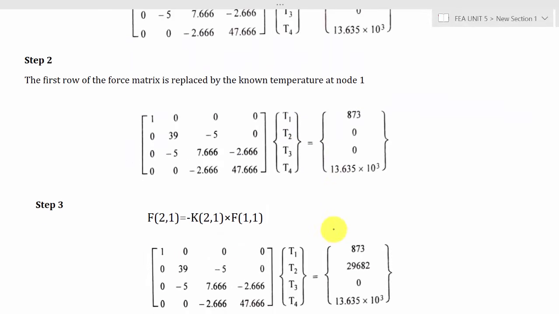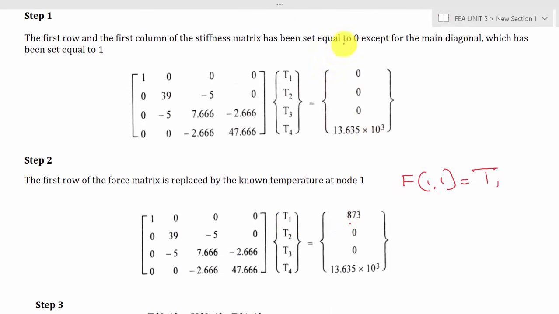And the step 2 is I'm going to replace this f of 1 comma 1 by the known temperature, because I already know the value for T1, that is 873 Kelvin. So here I have replaced this first column of first row of force vector by the known temperature.